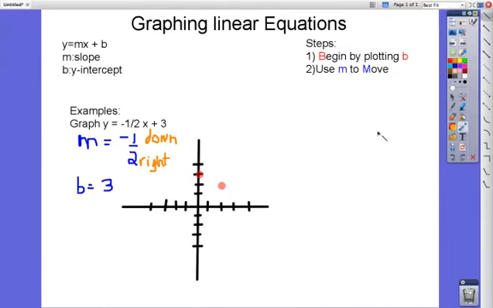After you have your points, you can draw a line through them and make sure your line has arrows. And that's it.